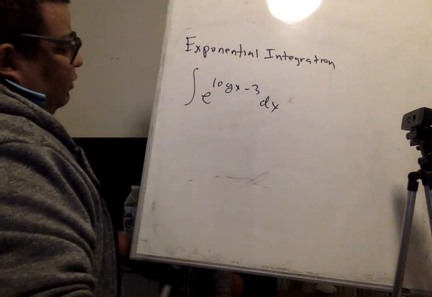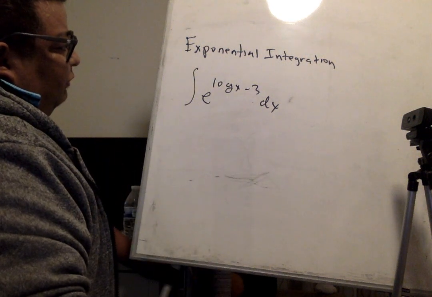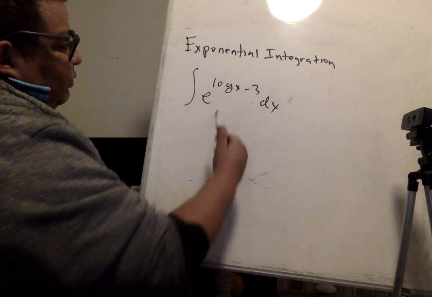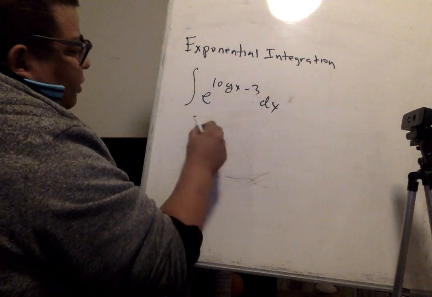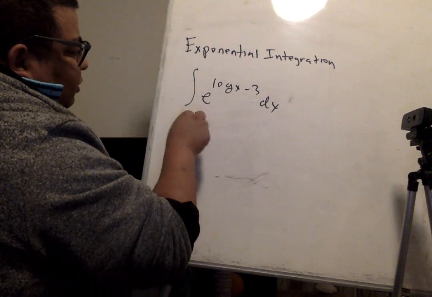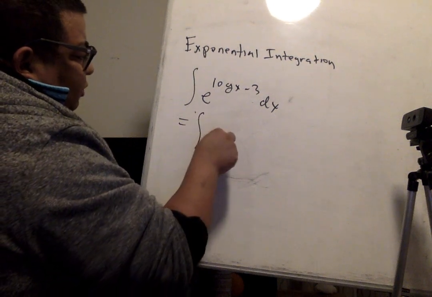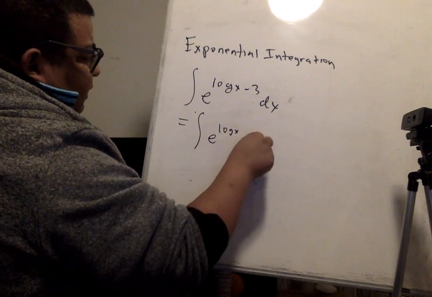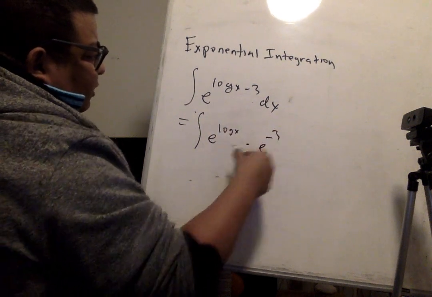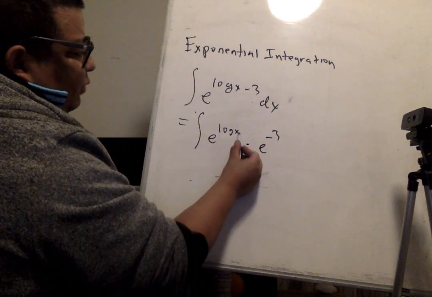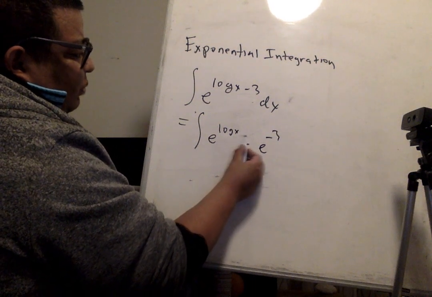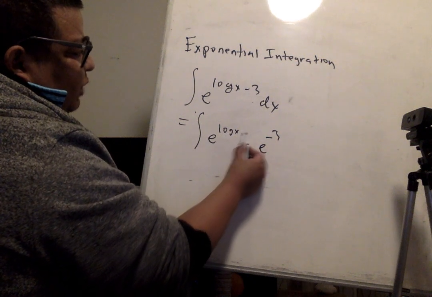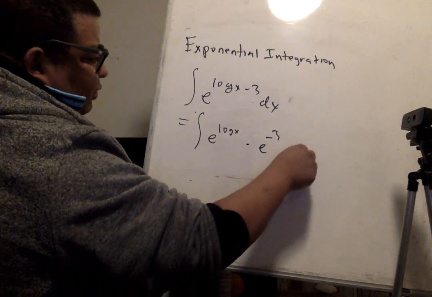This might look a little difficult, but if you do it the way that I'm going to do it, it's going to become easier. So the way we're going to do it is we're going to split the integral. So it's equal to e^(log x) times e^(-3). Remember, the rule of exponents is that if you multiply, you have to add the exponents. So I just separated the exponents.